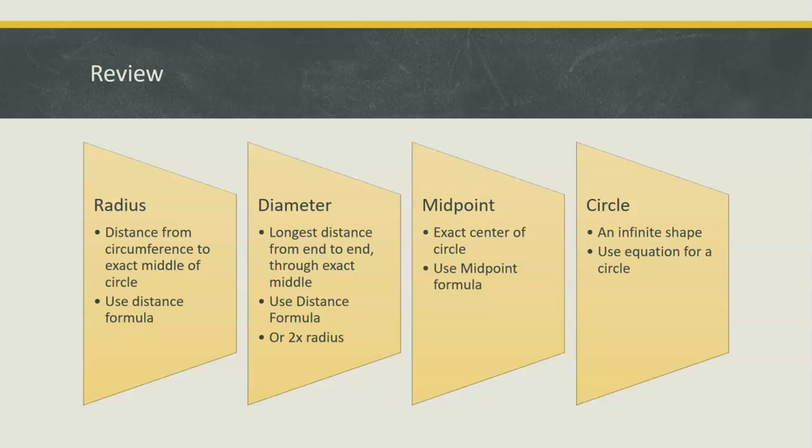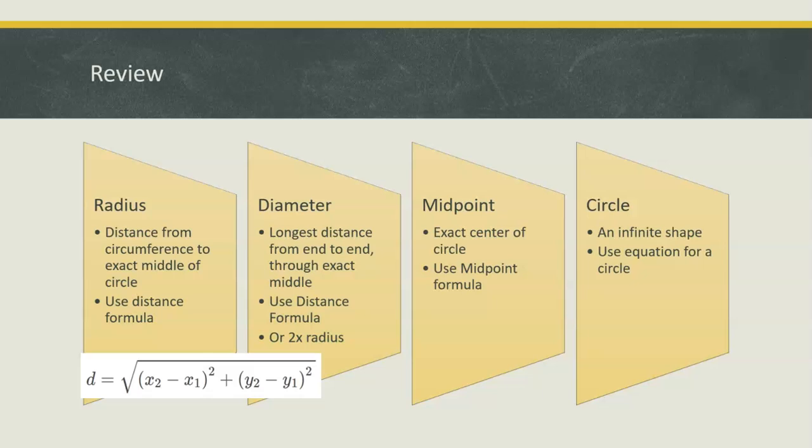As a review, your radius is the distance from the circumference to the middle of the circle, and it's only half the distance of the diameter. So you would use the distance formula to find the radius if you couldn't just count the units. And here is your distance formula. Same for diameter: you would use the distance formula, and it is the longest distance from end to end of your circle going through the middle. Or you can do 2 times the radius if you already know your radius.